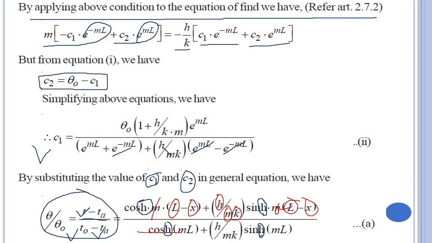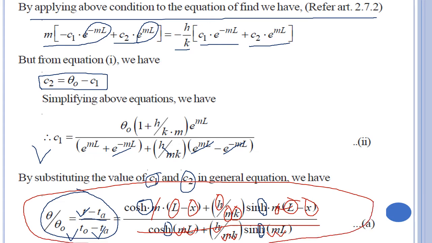So in the denominator part also m is there, L is there, h, m, k, m and L, all these things we had discussed. So this equation A is the dimensionless temperature variation for a fin of finite length, where heat dissipation takes place from the tip of the fin by convection. So Q conduction equals Q convection here.